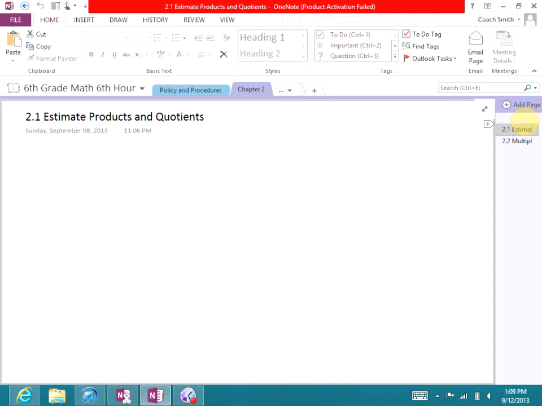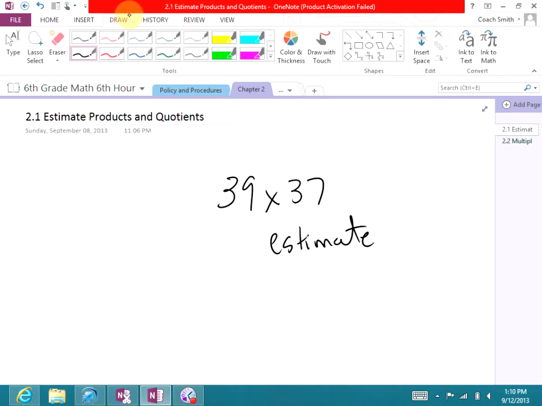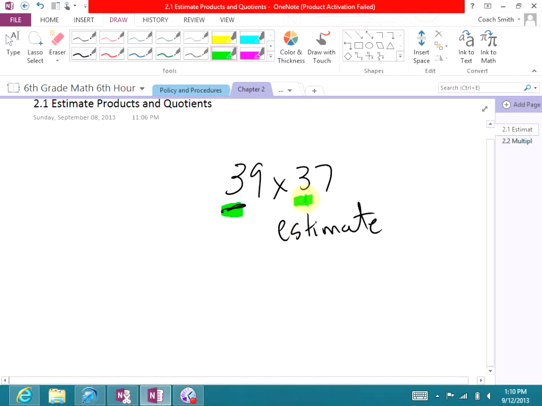And we talked about, for example, if I had 39 times 37, and I wanted to estimate that product, well, we use leading digit, or first digit, rounding to do that. On this particular one, we would look at the 3 there and the 3 there. We'd want to round to those.